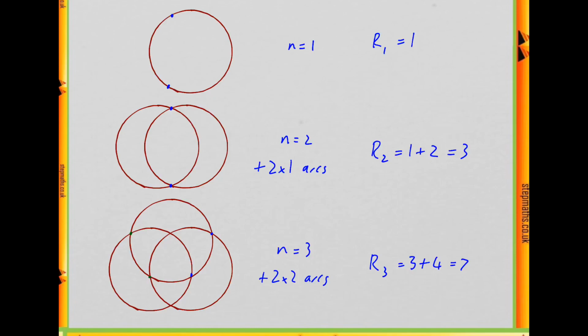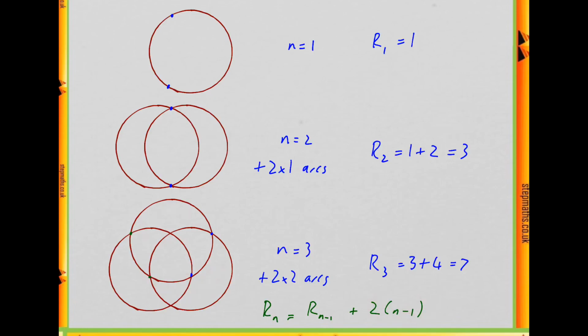So we can see what the pattern is going to be, because here we added 2 more arcs because it intersected twice with 1 circle. Here we added 4 more arcs because it intersected twice with 2 circles. The next time it's going to intersect twice with each of 3 circles, so it's going to add 6 more arcs. So each time we're basically adding 2 times n minus 1.